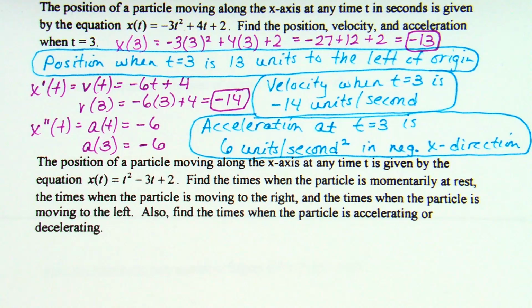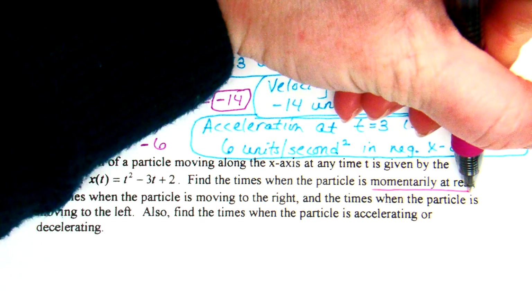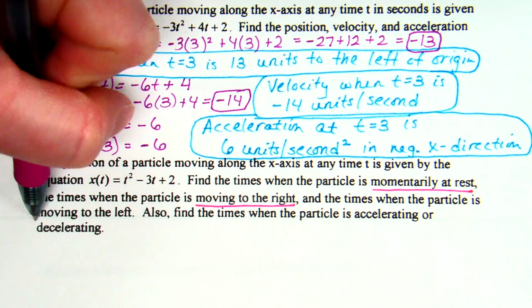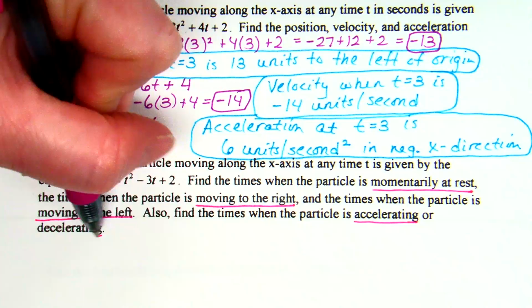So they just asked us 5 different questions here, all in one, which I will tell you up front, that's typical of open-ended AP questions. They're going to ask you everything. Okay, so what all do we need? Find the times when the particle is momentarily at rest, when it is moving to the right, when it is moving to the left, when it is accelerating, and when it is decelerating.